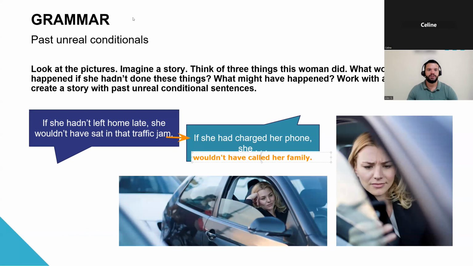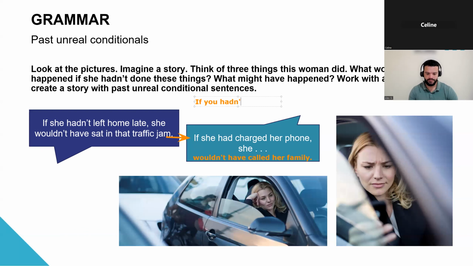Let's see if we can come up with one example. Celine, let's do imagination that we're in the future, okay? So if you hadn't come to class today, you wouldn't. Now imagine we're in the future, okay? So if you hadn't come to class today, you wouldn't have passed the final exam, right? If you hadn't come to class today, you wouldn't have passed the final exam.